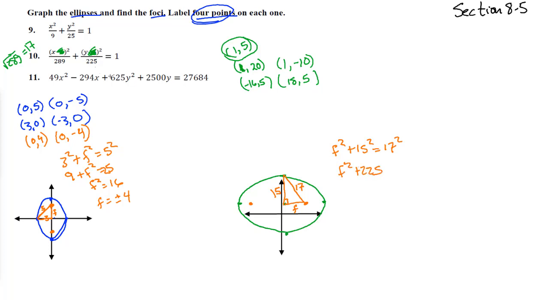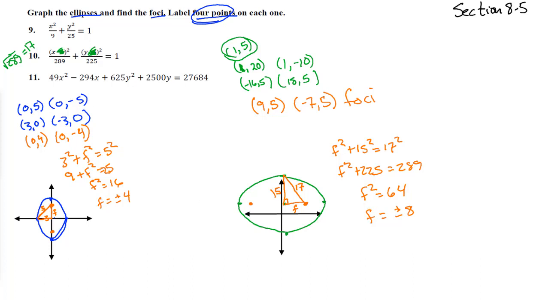Oh, look, there's the number, 225 equals 289. Subtract 225 and we get F squared equals 64. So F equals plus or minus 8. And so it's up 8 here. Let's do that. Go up 8, that's 9, 5. And down 8, that'd be negative 7, 5. And these are the foci.